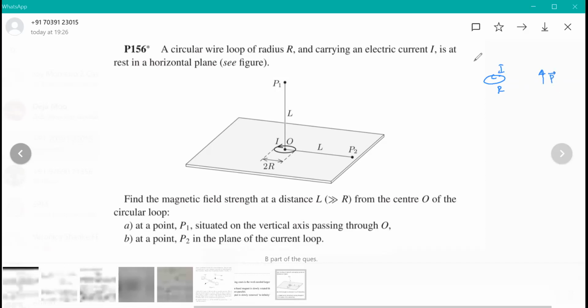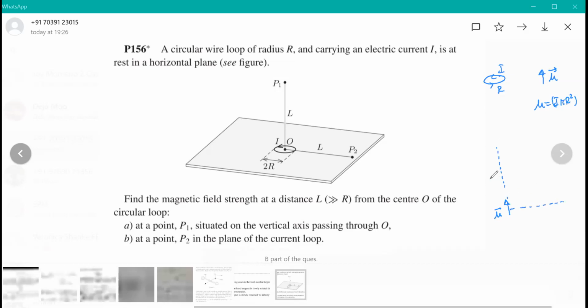Sorry, mu. So the magnetic dipole moment, if the current is anti-clockwise when you are seeing from above, it's pointing like this. So that mu is how much? I into pi r square. Now you find the formula for this thing at an equatorial point and at an axial point.